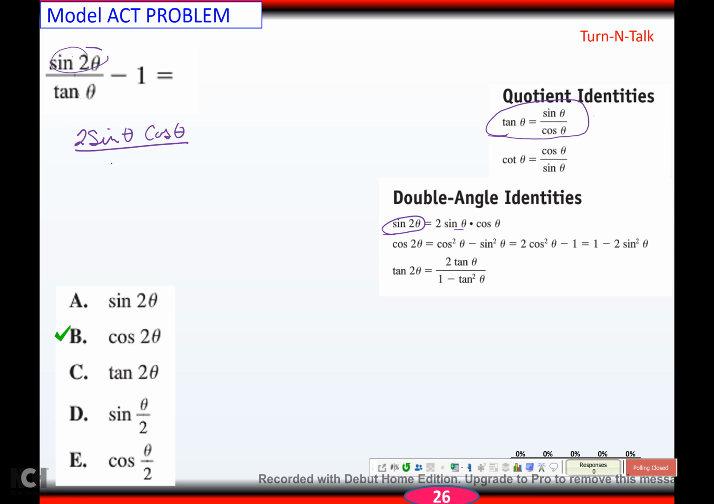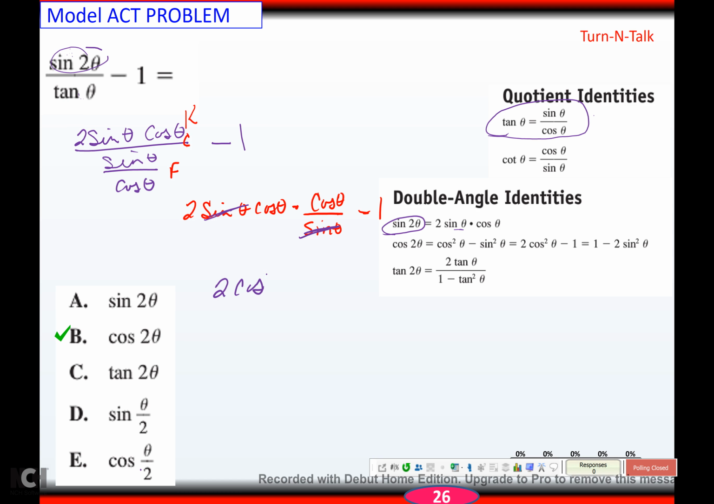On the bottom, I'm going to rewrite tangent as sine theta over cosine theta, and that's all minus 1. Okay, so now if I simplify this fraction and I keep, change, flip, I have 2 sine theta cosine theta times cosine theta over sine theta minus 1. Well, now that I keep, change, flip, this sine squared will kill this sine squared, and that leaves me with 2 cosine squared theta minus 1.